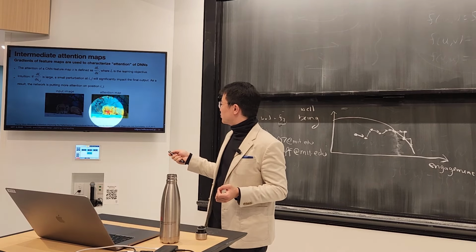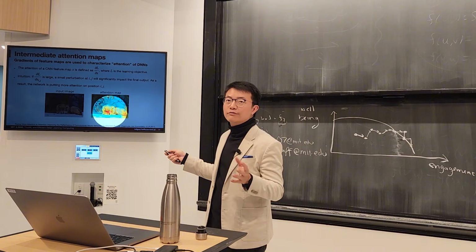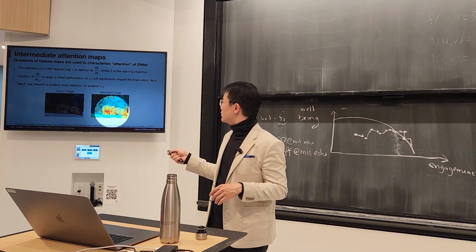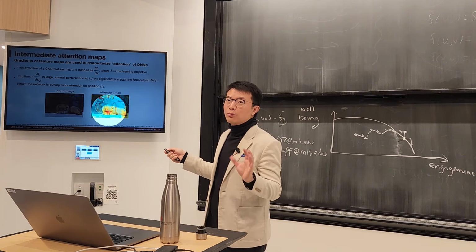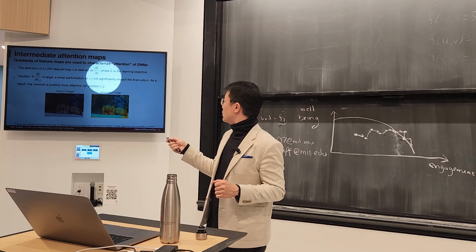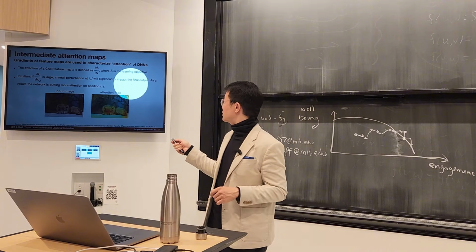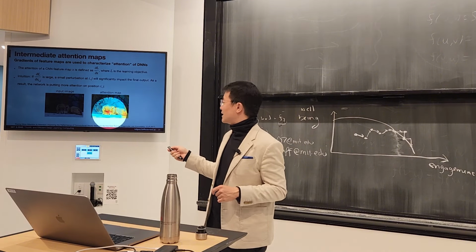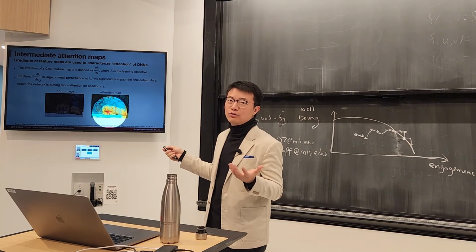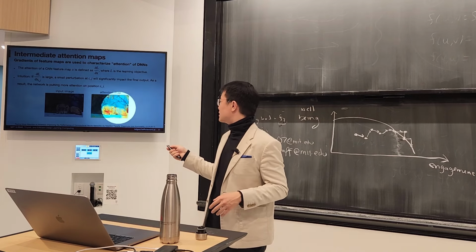So if the gradient is large, like here, in the nose, in the eyes, in the face of this box, it means that just a small perturbation in this pixel, in this area, will significantly impact the final output. Meaning that this area is very crucial for us to make a decision on what it is. And indeed, it makes sense.